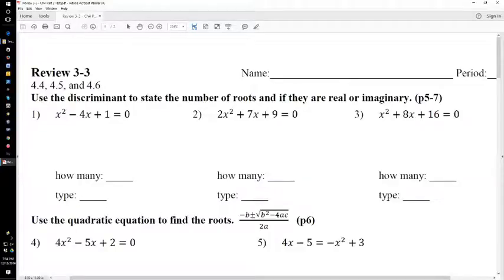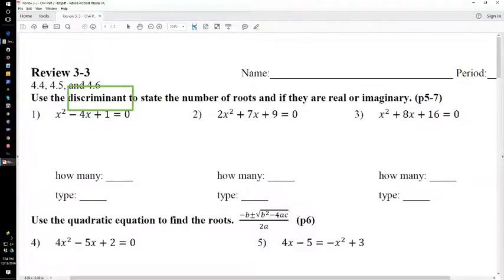Okay, for this section to review numbers 1 through 3, the instructions state to use the discriminant to state the number of roots and if they are real or imaginary. Roots, remember, are solutions, they're x-intercepts, and sometimes they're real, sometimes they're imaginary. The way we use this is we use the discriminant.